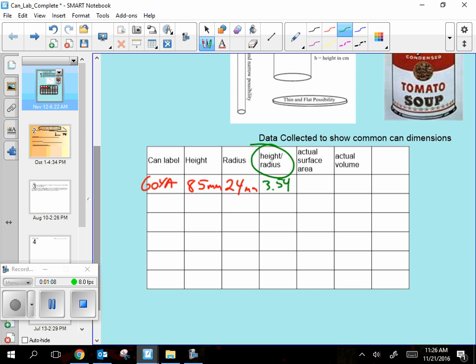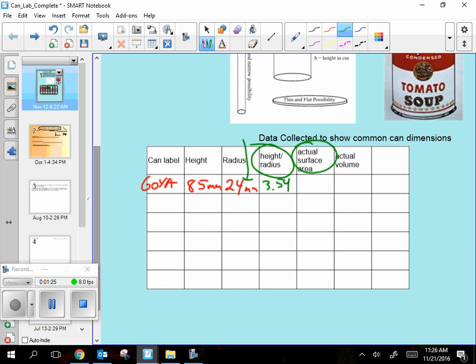What you need to figure out is what kinds of ratios seem to work best. In other words, is it tall and skinny? Is it short and fat? Is it really low cans that have very short heights? Anyway, the actual surface area of this can, I do not want you to measure it with little squares or anything. I want you to just calculate it.